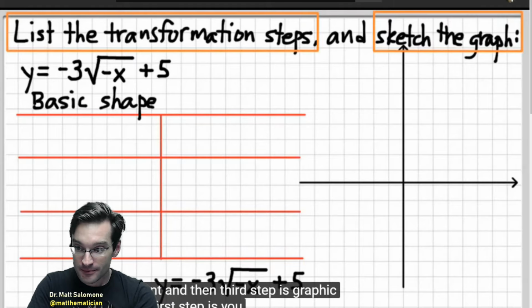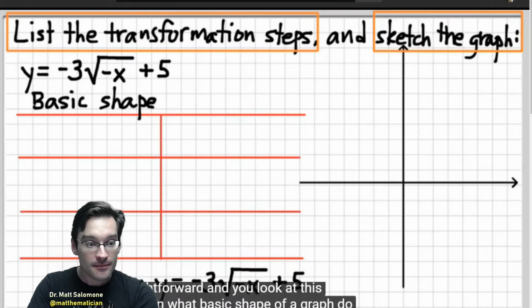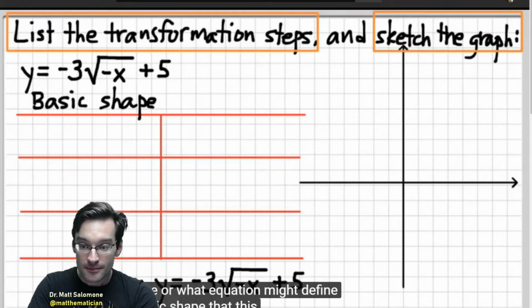So the first step is usually the most straightforward. When you look at this equation, what basic shape of the graph do you see? Or what equation might define the basic shape that this graph will take?